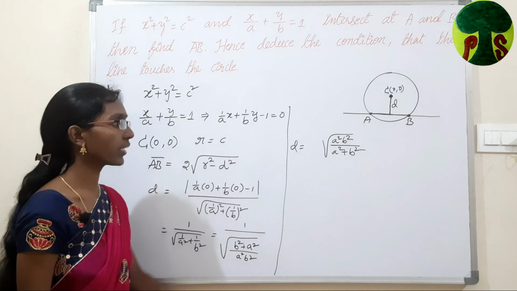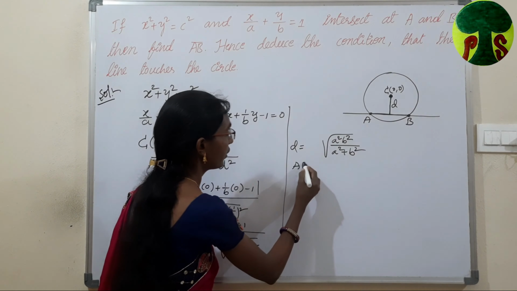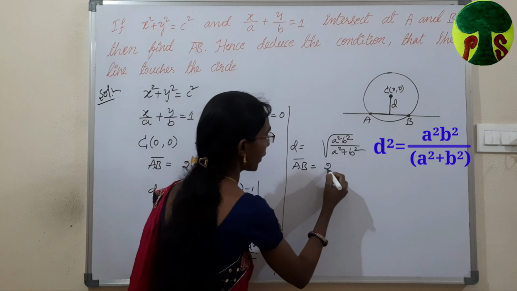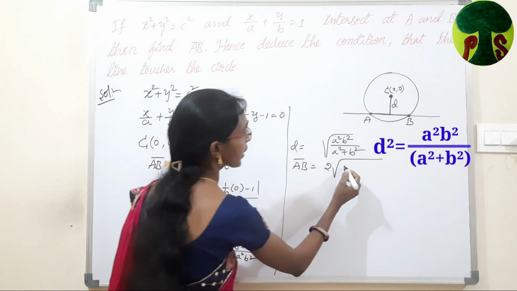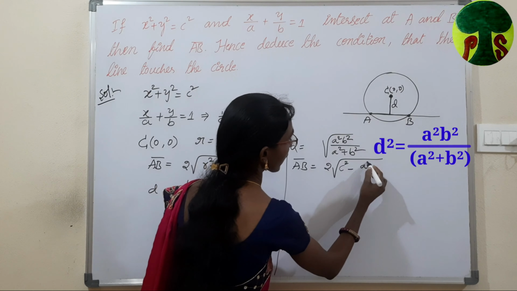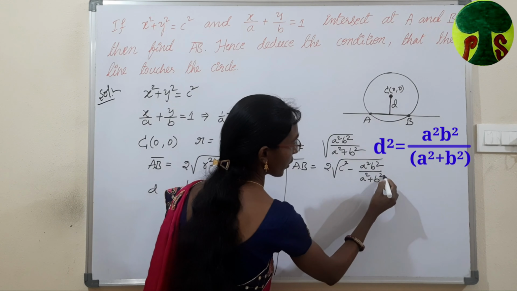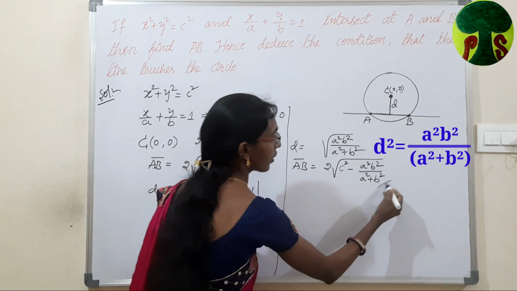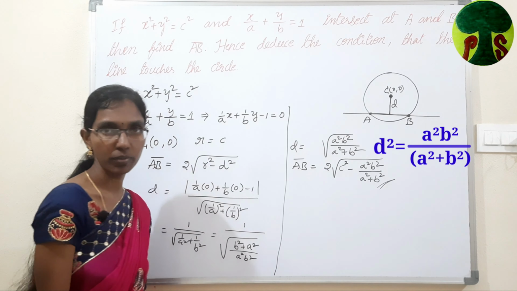Now substitute the d value and r value in the formula, then we will get the length of the chord. AB is equal to 2 into square root of, the value of r is nothing but c, so c square minus a square b square by a square plus b square. This is the length of the chord. That is nothing but the length of AB.